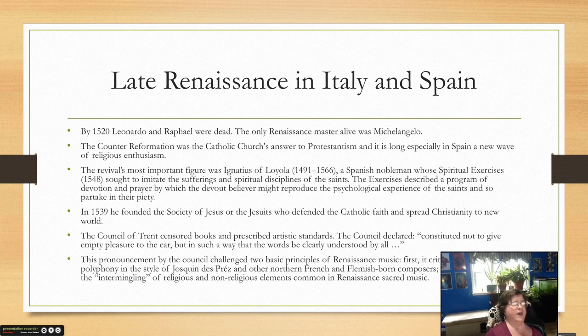So we had this battle kind of going on between music, art, and literature that was for the common man and popular, and music, art, and literature that was religious in nature. They wanted to kind of separate the two, but popularly people wanted them mingled. So there was this kind of fight going on.